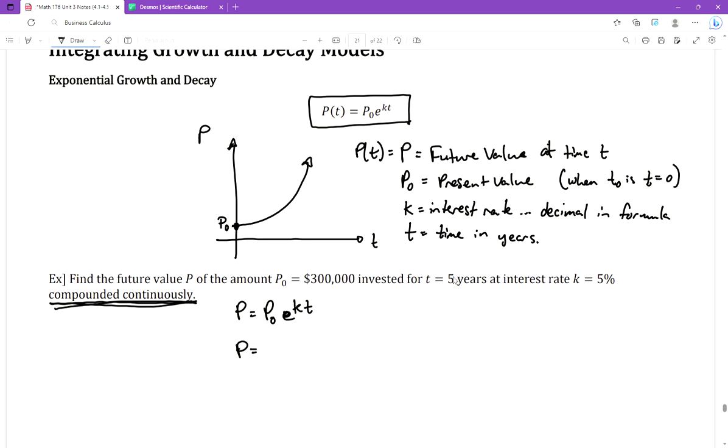They're telling us P naught is $300,000. So there's 300,000, and then e to the K. So it's 5%, but in our formula, we should change it to be 0.05. And then we'll times it by T, which in this problem is 5 years. Okay, so there's the whole setup.